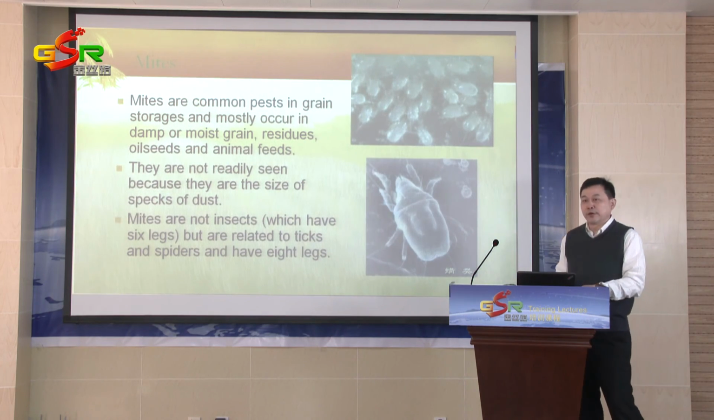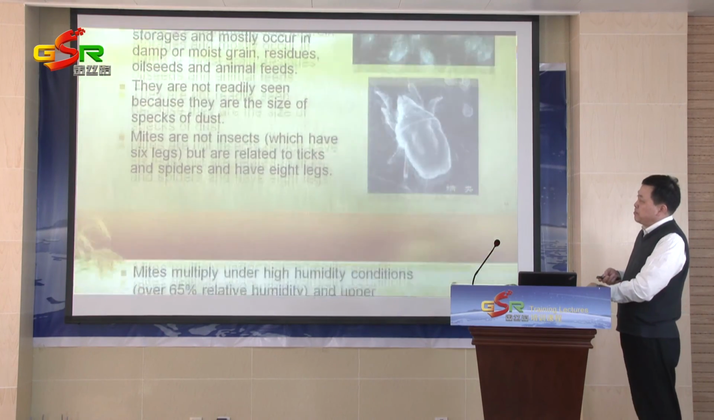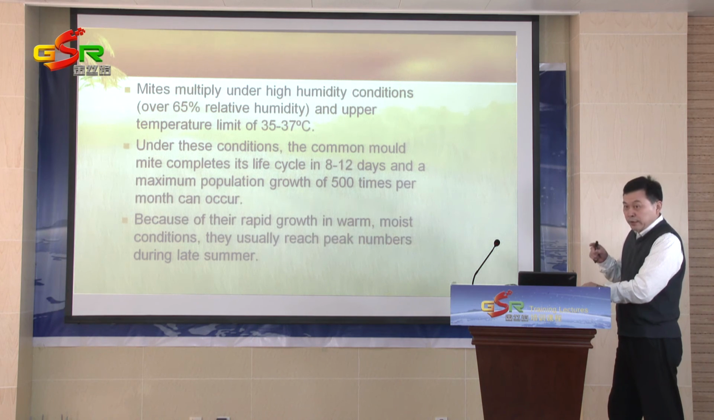Mites are very tiny organisms. They are not easy to be found by eye. We usually check for them with some tools. Mites survive in stored grain with high humidity and a high level of temperature. If the sanitation is good and the temperature and moisture content of the grain are lower, the mites will be fewer.